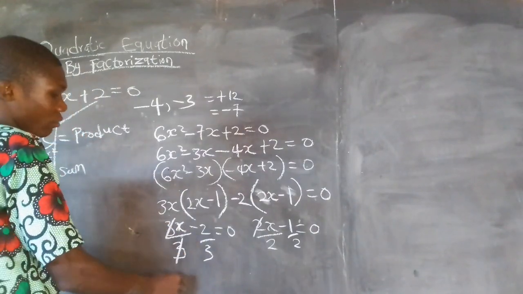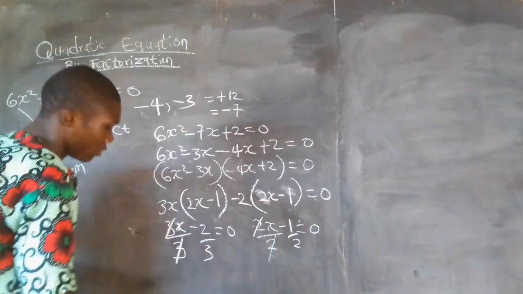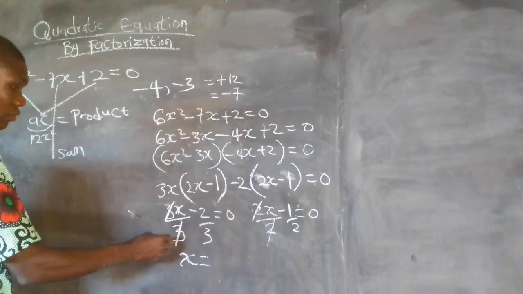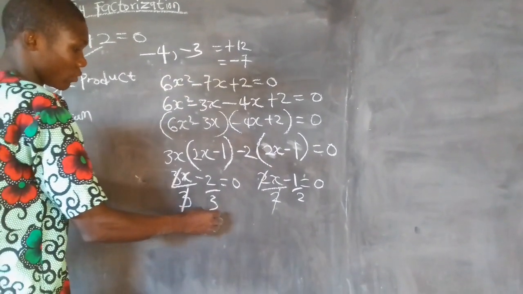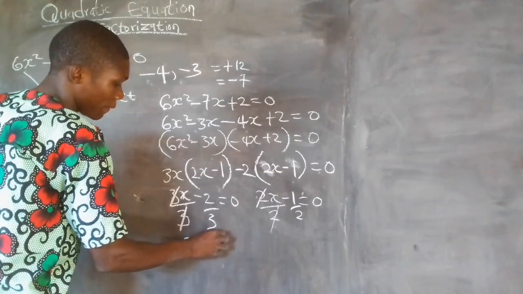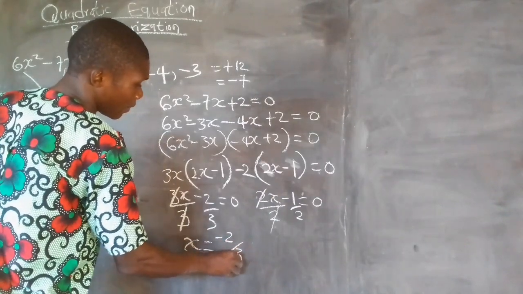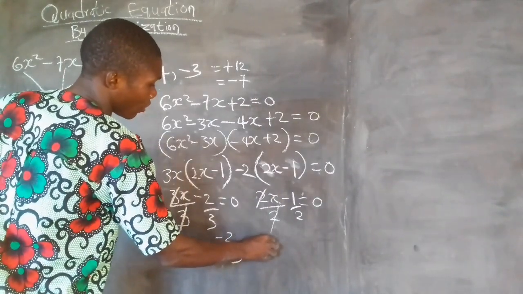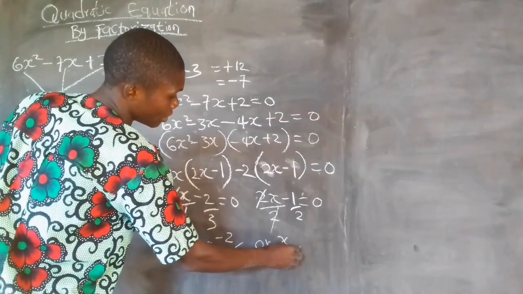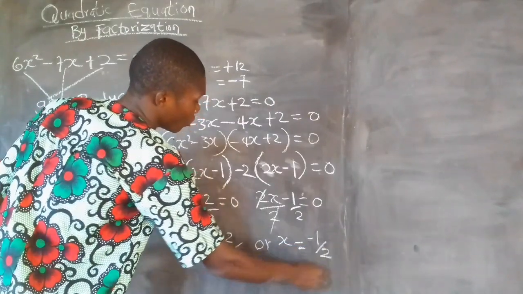So, this will cancel this. This one will cancel this. The 2 here will cancel this. So, what do you have? You have your x equals, that is what is meant in there. X equals minus 2 divided by 3, or x is equals to minus 1 divided by 2.